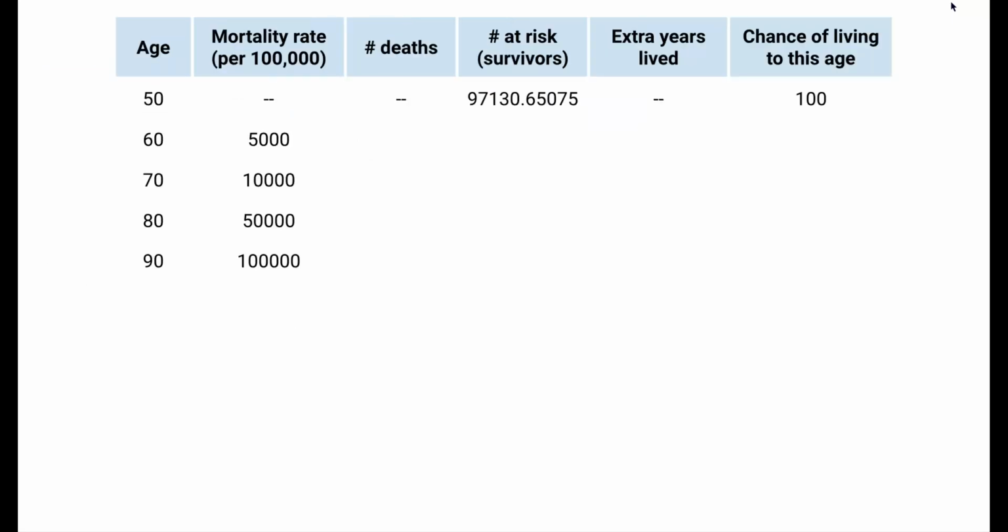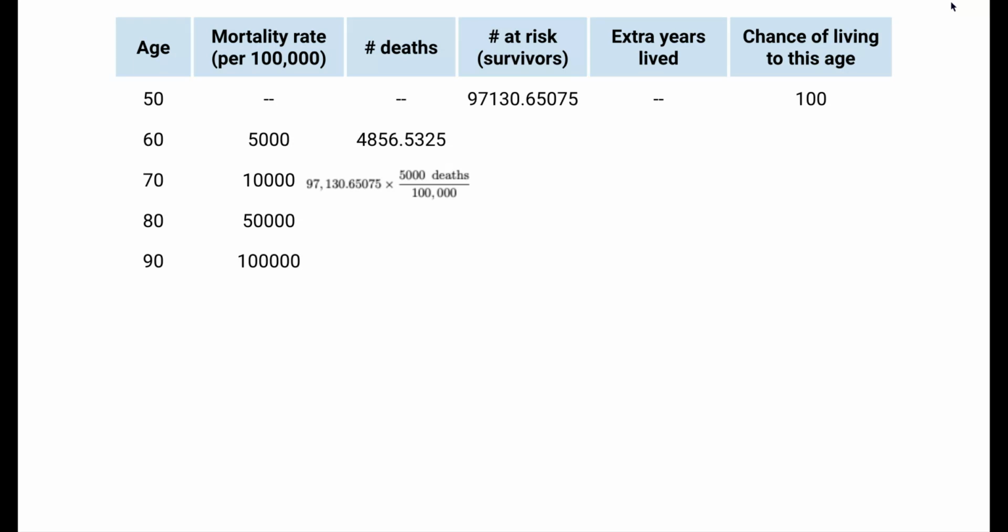So the calculations for mean residual life are identical to life expectancy at birth, except now we treat age 50 as age 0. The age-specific mortality rates don't change. We keep the same surviving population as in the previous table, and the chance of living to this age of 50 resets to 100%. We've changed the title of the years lived column to extra years lived to emphasize that the years lived calculation will treat age 50 as the new age 0.